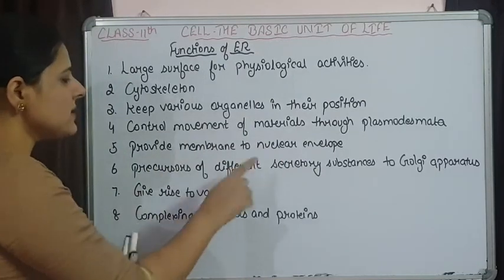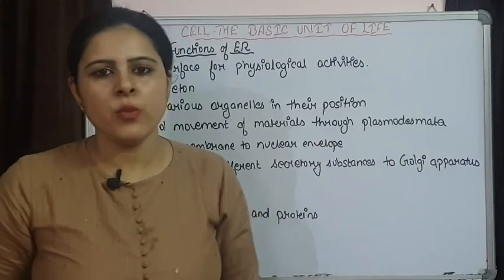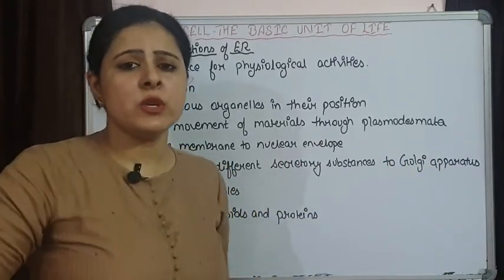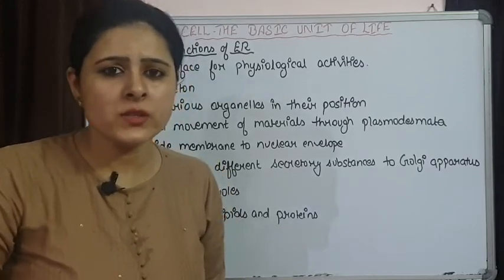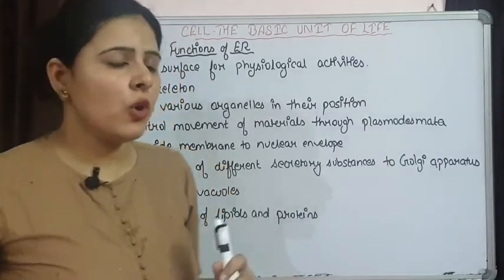Then it is acting as a precursor for different secretory substances to Golgi bodies, because Golgi bodies are also involved in modification of substances, whether they are proteins or sugars. So these are going to be provided by endoplasmic reticulum to the Golgi apparatus.